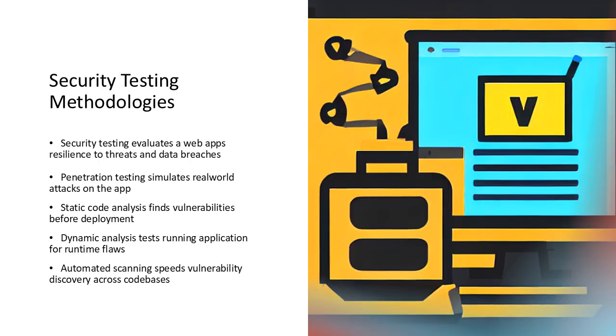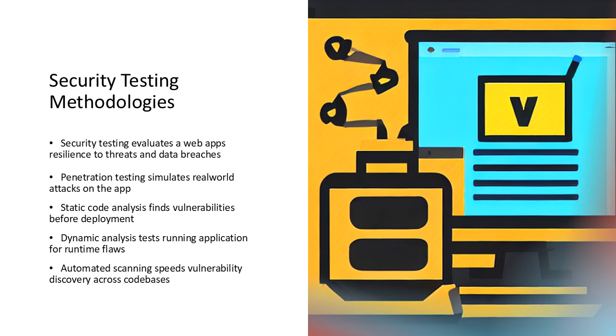Security testing methodologies. Security testing evaluates a web app's resilience to threats and data breaches. Penetration testing simulates real-world attacks on the app. Static code analysis finds vulnerabilities before deployment. Dynamic analysis tests running application for runtime flaws. Automated scanning speeds vulnerability discovery across code bases. Here's a simple and clear explanation of each security testing methodology.